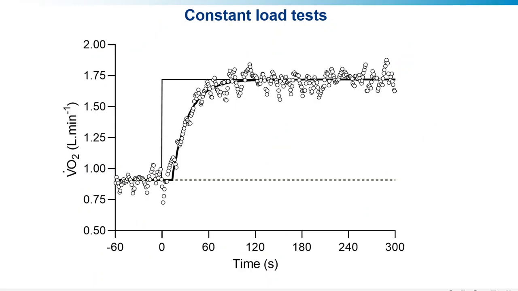But then we move on to constant load tests. And the thing about constant load tests and their relationship to ramp tests is that a ramp test is essentially an infinite number of constant load tests bolted together. And you end up with a smooth increase in exercise intensity. A constant load test, of course, is one step increase which is then maintained.